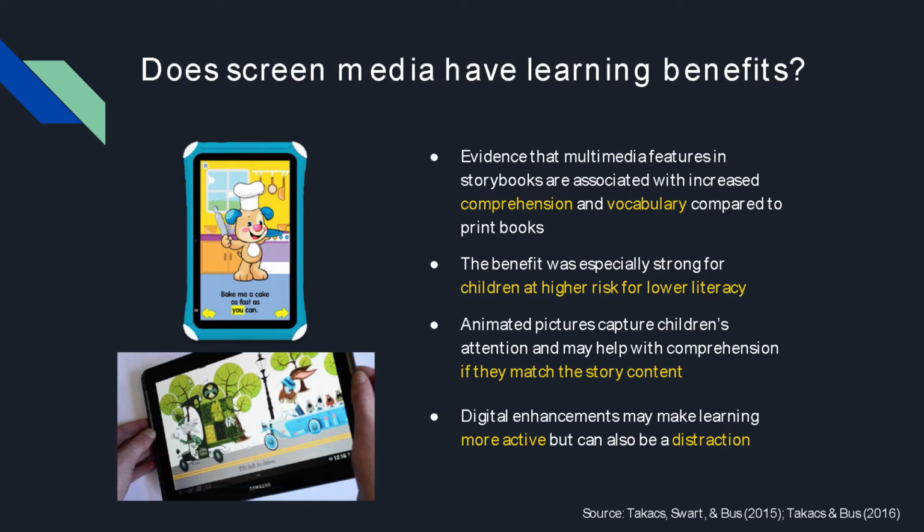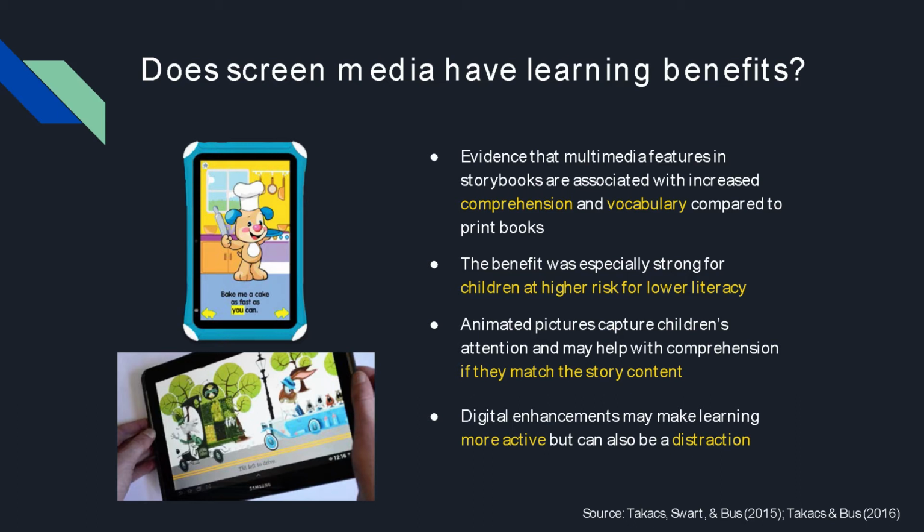But there is some evidence that multimedia features in storybooks, like reading apps that might have animated pictures or highlight the words as you read along, are associated with increased comprehension and vocabulary compared to print books. And this benefit was especially strong for children at a higher risk for lower literacy. So having access to this means that they might be able to learn and get some benefit from that.